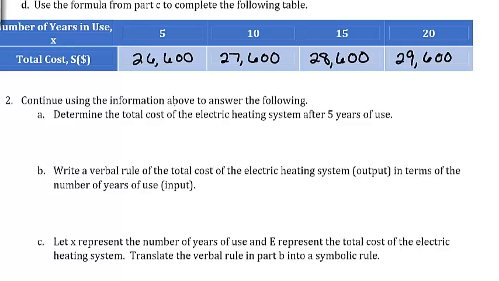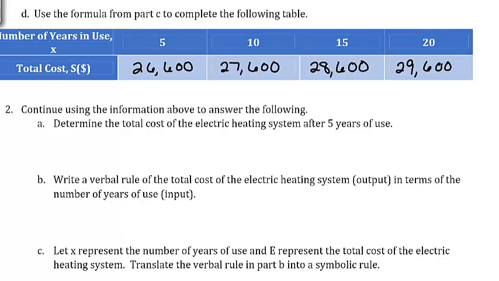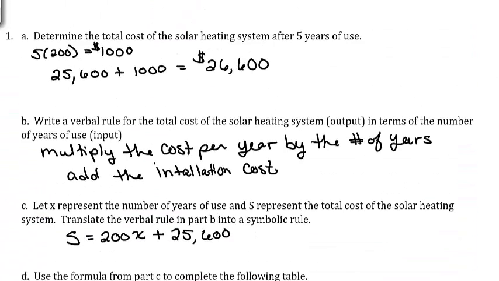Continue using the information above to answer each of the following. We want to determine the total cost of the electrical heating system after 5 years of use. And so after 5 years of use, it would be this $26,600. Write a verbal rule. Oh, sorry, this is for the electrical heating system. Sorry about that. We need to go back up and look at the information for the electrical system.